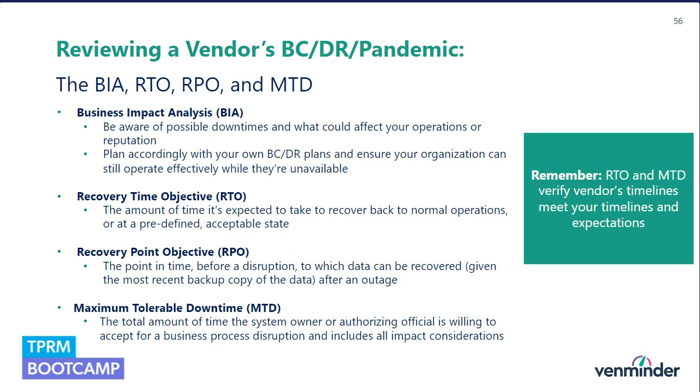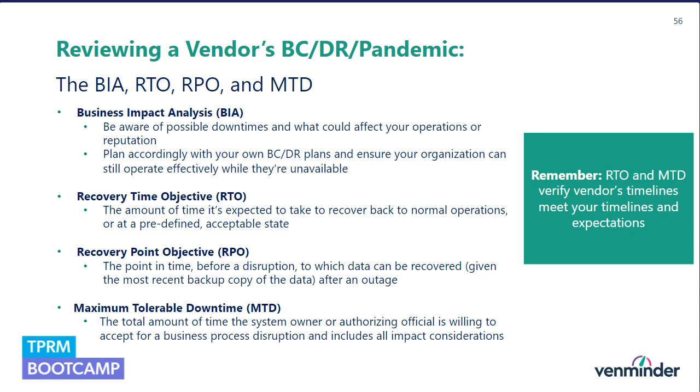The process of reviewing a vendor's business continuity and disaster recovery starts with reviewing the vendor's business impact analysis, or BIA. The BIA will define recovery time objectives, or RTO, recovery point objectives, or RPO, and maximum tolerable downtime, or MTD. Gotta love all these acronyms here. You'll want to verify that all these timelines your vendor sets, especially the RTO and RPO, fall within your organization's timelines and expectations for response.